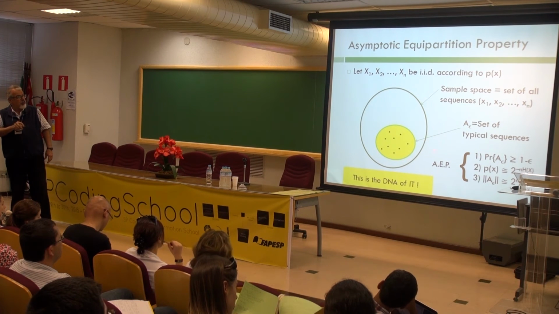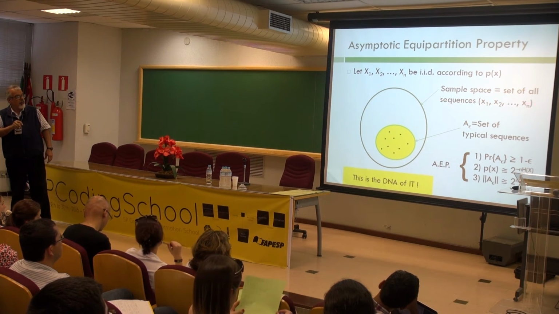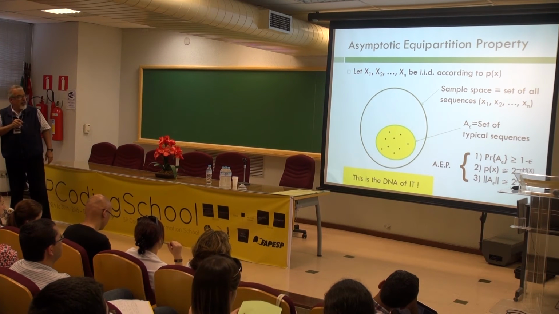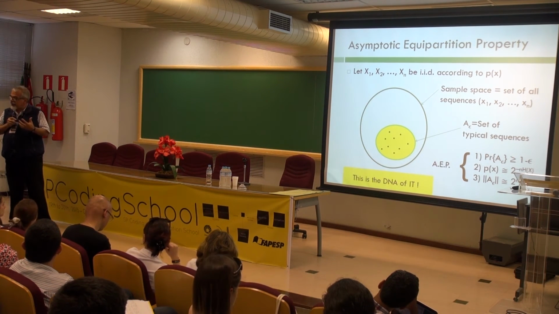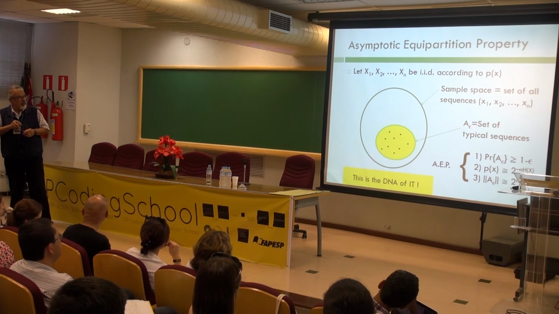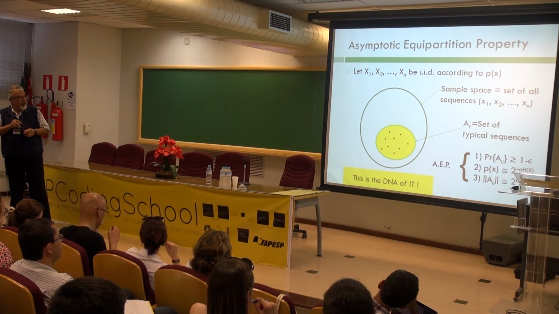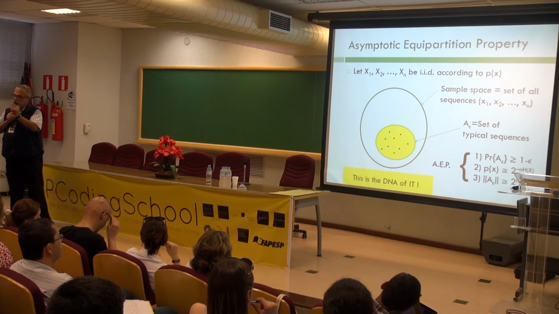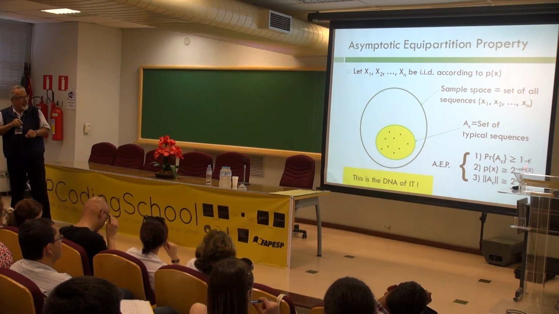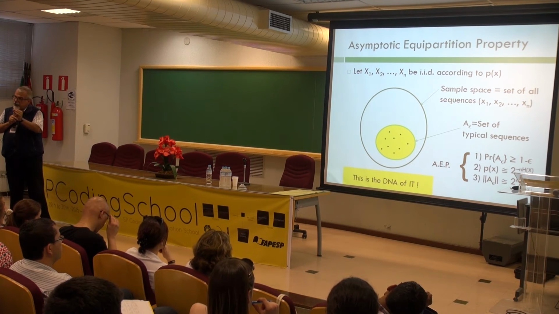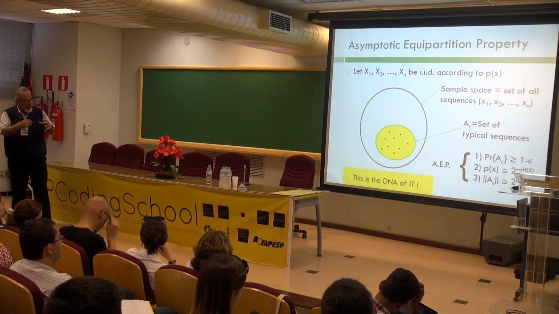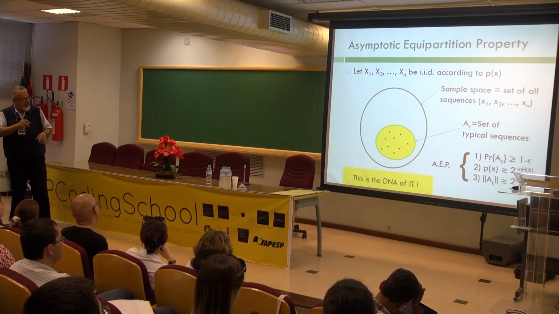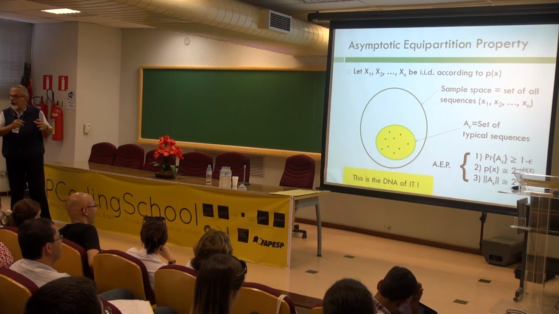There will be some sample space here, which is the set of all possible sequences of results. But within the sample space, there is a certain set called A epsilon. This is a standard notation. It's the set of typical sequences. The epsilon is associated with how much precision you want in these statements. Now, if you make the epsilon smaller, of course, the set will be a little bit tighter, but you'll get to a point that it cannot go below.